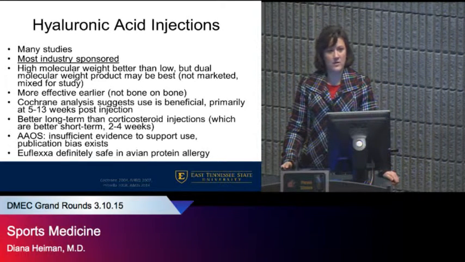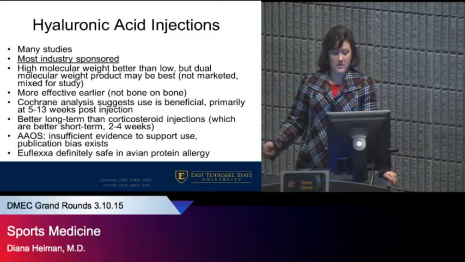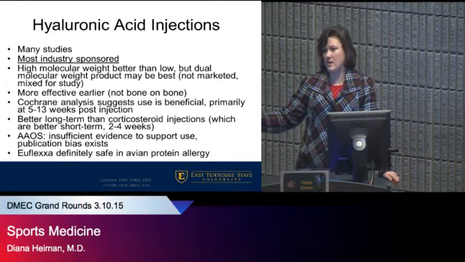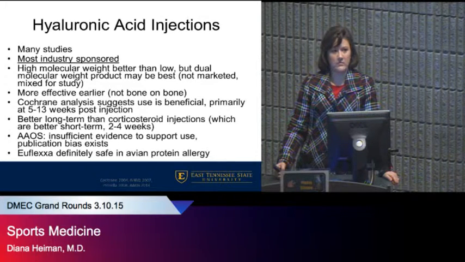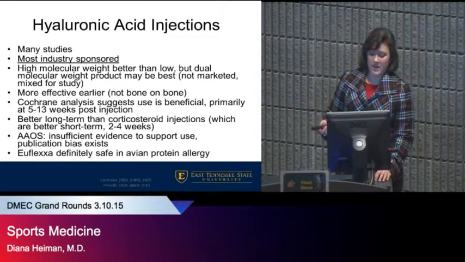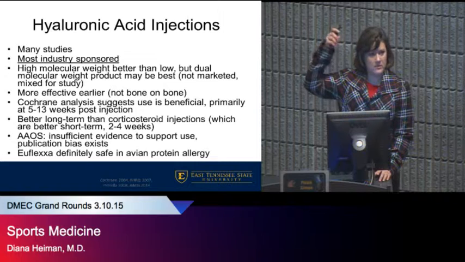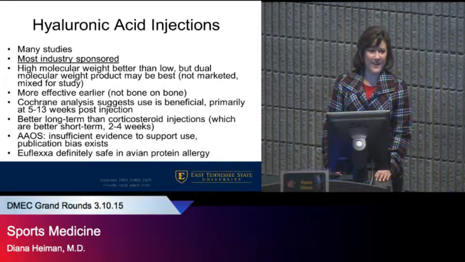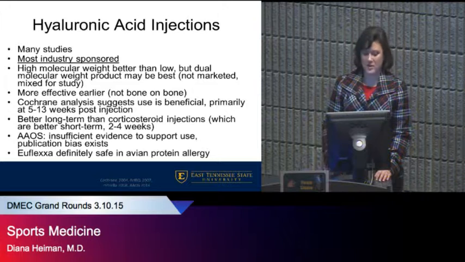It is still recommended by the American College of Rheumatology, and the Cochrane guideline still says that this is beneficial predominantly 5 to 13 weeks after injection, and does have better long-term outcomes. It's more effective earlier, so this is what you really want to be using on your young people with osteoarthritis that you want to get years and years and years until their joint replacement, because you don't want to be ruining them early with steroid. Euflexa, all of these are essentially from coxcombs, so the little thing on the back of the head of the chicken. So people with avian protein allergies can't use any of the viscosupplementation except Euflexa.